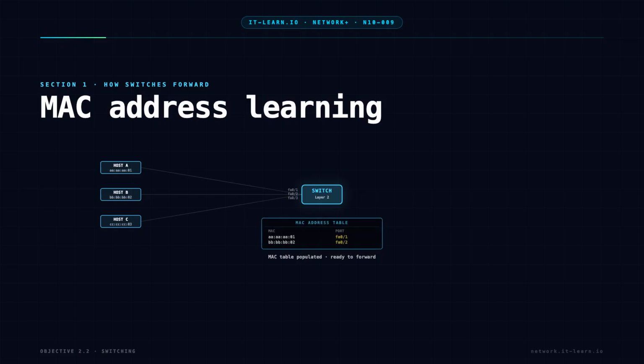If the destination is known, the frame is sent only to that port. This is called unicast forwarding. If the destination is unknown, the switch floods the frame out all ports except the one it arrived on.